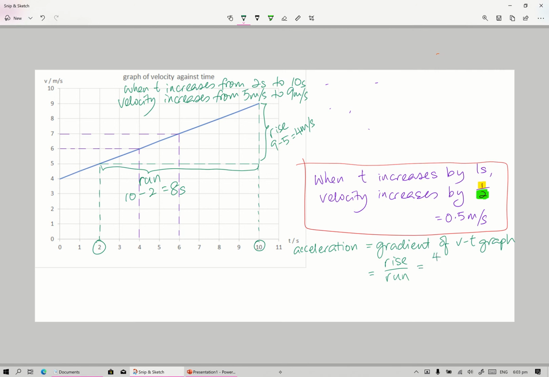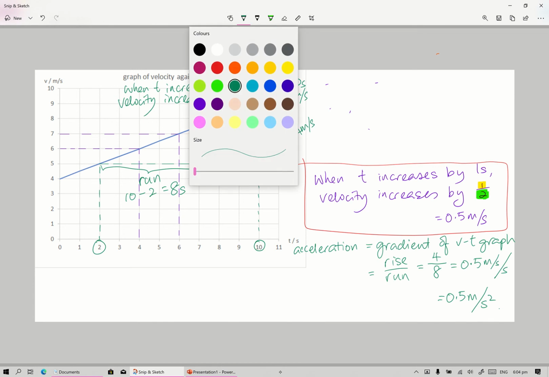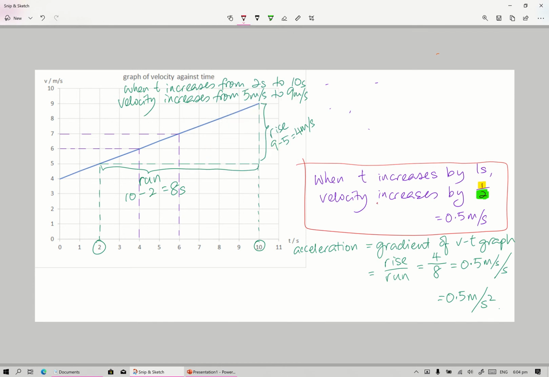And your rise is 4, your run is 8, and that will give you 0.5. And from an earlier video, when you get 4 meters per second divided by 8 seconds, that's meters per second divided by seconds, you get 0.5 meters per second squared. So what you see here increases by 0.5 meters per second for every 1 second. That's 0.5 meters per second squared.